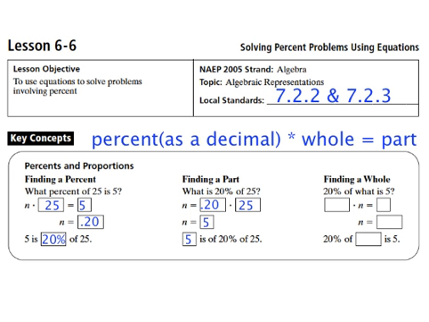For the third example, finding a whole, 20% of what is 5? So we're going to write 20% as a decimal, so we write that as 0.20. We don't know the whole because that follows the of, so that's our variable. And then our part is 5. We would have to divide both sides by 0.20, so 5 divided by 0.20 equals 25. So 20% of 25 is 5.